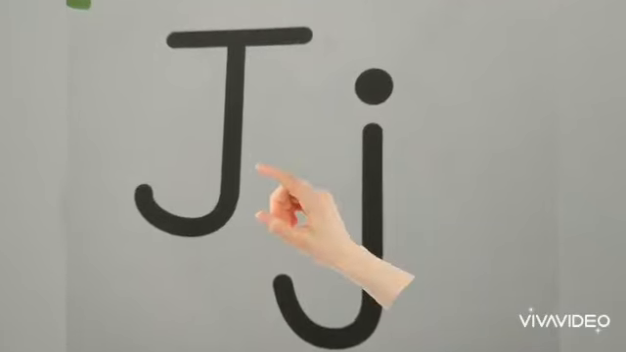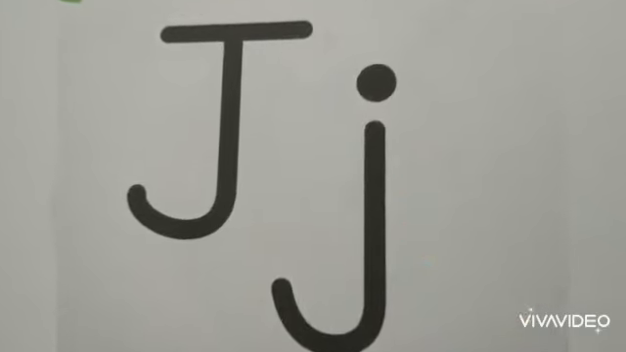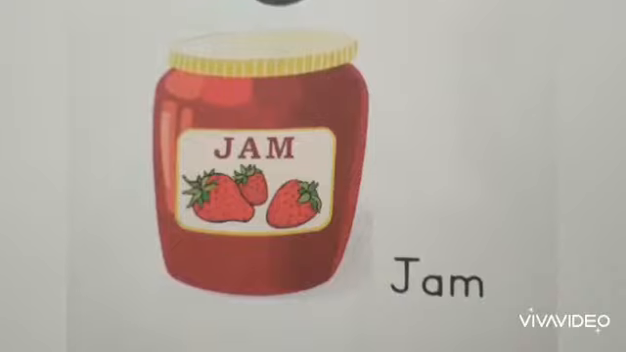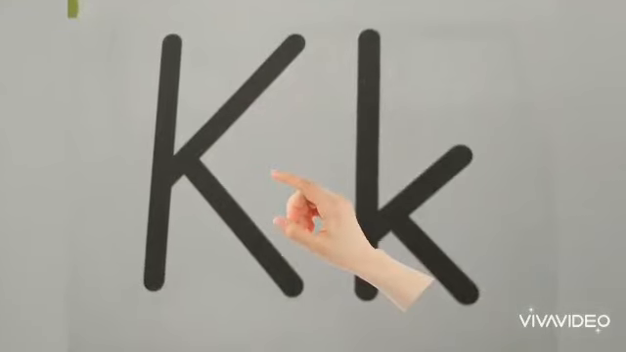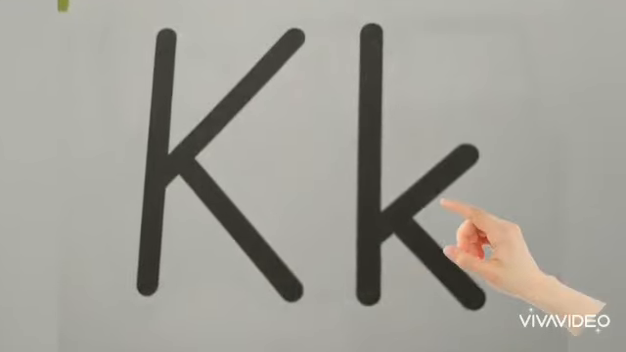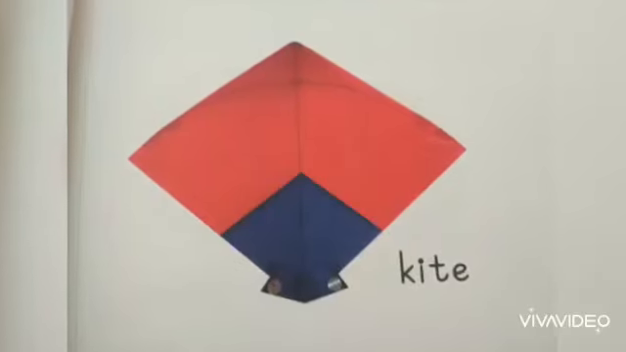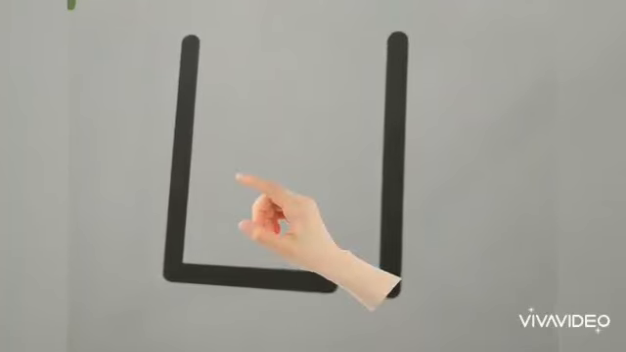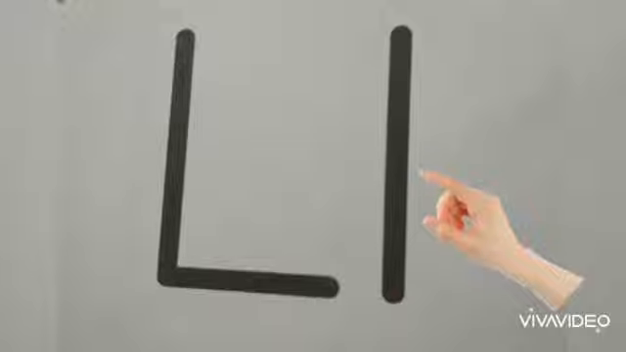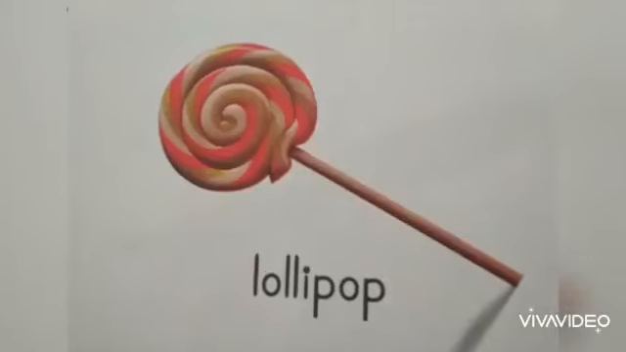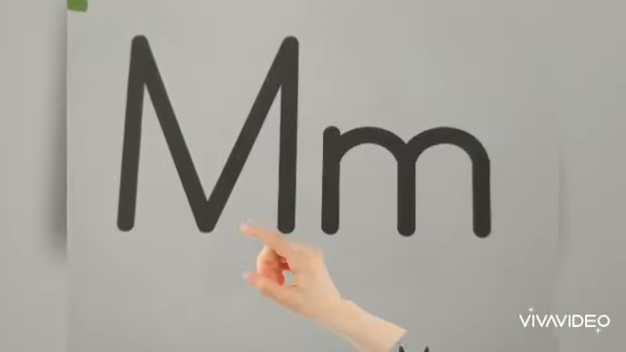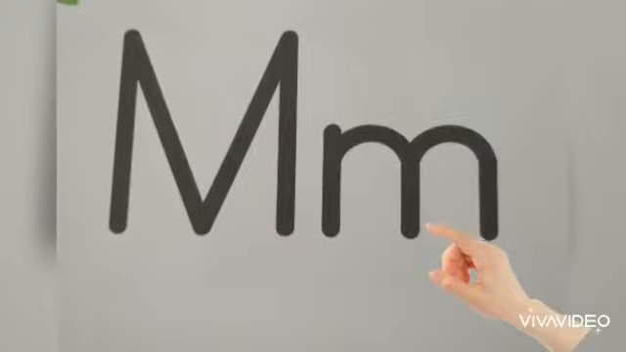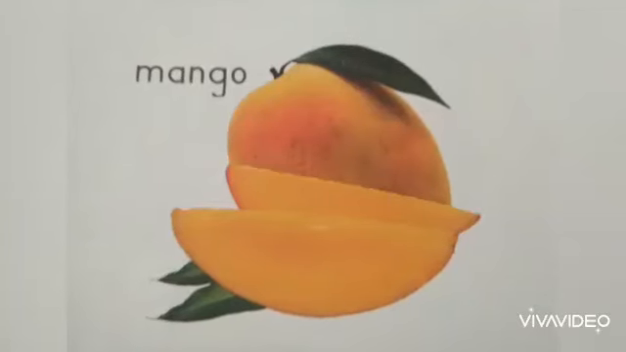Capital J, small j. J for jam. Capital K, small k. K for kite. Capital L, small l. L for lollipop. Capital M, small m. M for mango.